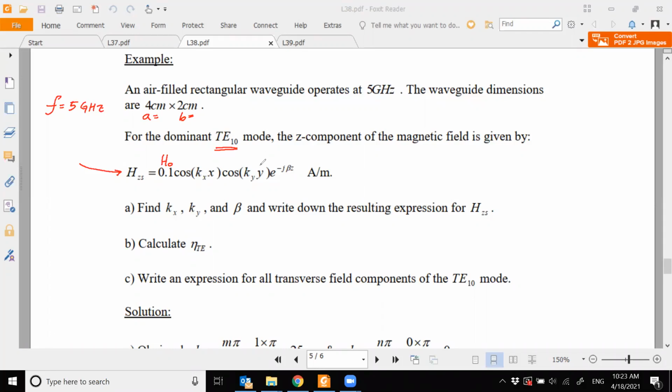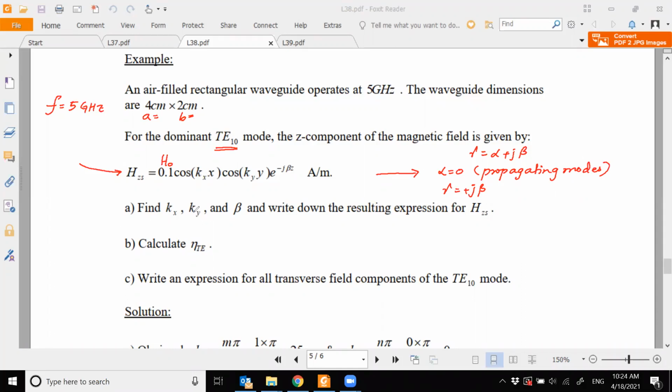Guys, one more thing. Remember, in the starting, I put e power minus gamma, e power minus alpha Z here. But remember, in the derivation, we have seen that alpha will become 0 for the propagating mode. Okay, we have seen this. So for gamma, which is alpha plus j beta, for my propagating mode, alpha becomes 0 and gamma becomes j beta. This is for the propagating mode. So alpha becomes 0.